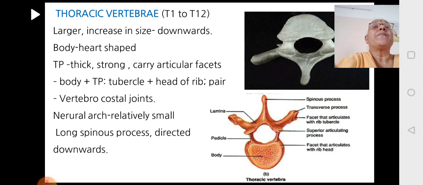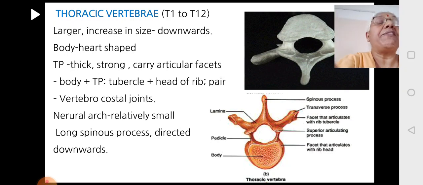In the rib, there is one part called the head of the rib, another part called the tubercle of the rib. So the head and the tubercle of the rib will articulate with the body and the transverse process of the thoracic vertebrae. There are two ribs, one attaching on the right side, one on the left side. On the right side, there are two facets, one on the body, one on the transverse process. On the body, it will articulate with the head of the rib. On the transverse process, it will articulate with the tubercle of the rib.